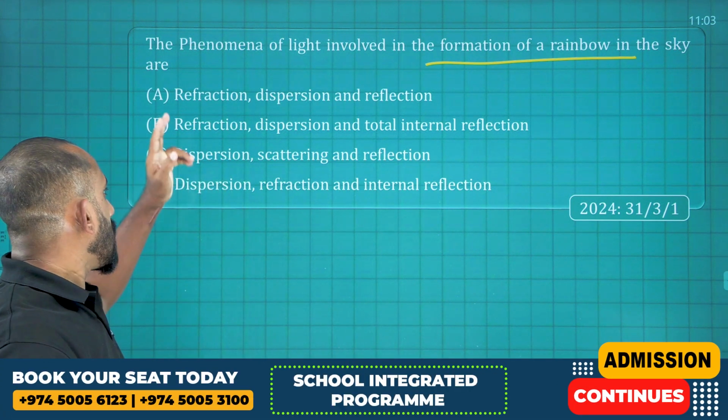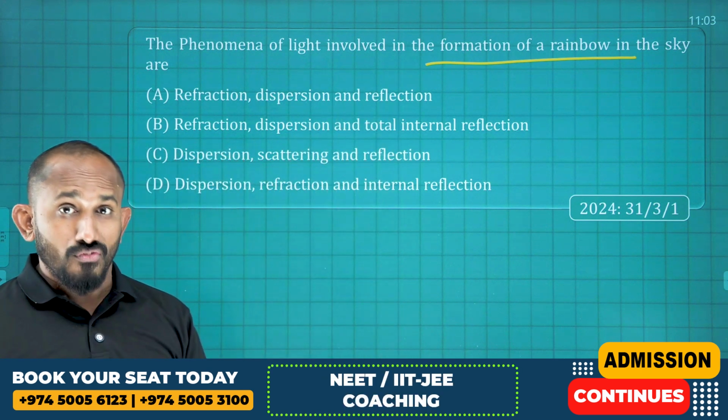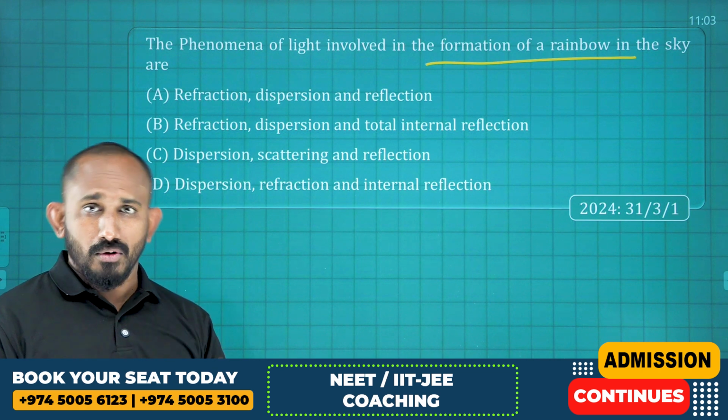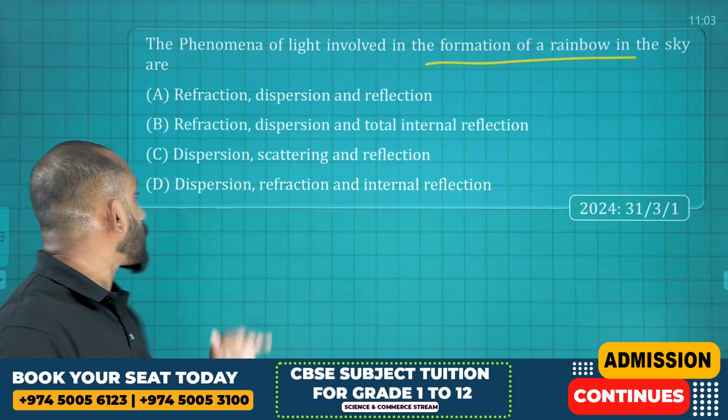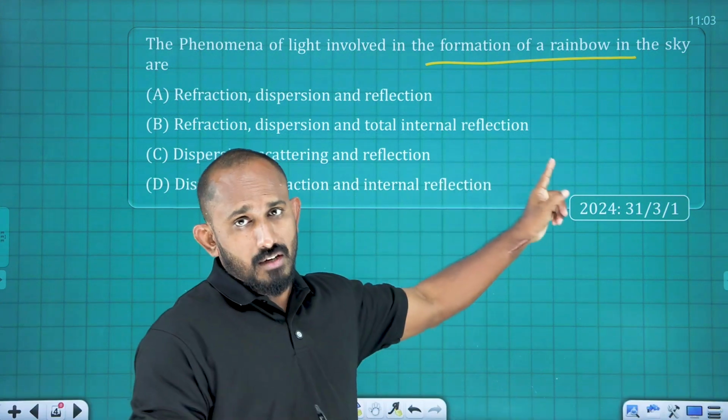So check the options. A. Refraction, dispersion and reflection. Don't go for that answer, read all the statements. You have to answer as accurately as possible. You may feel it is correct, but check the second option: refraction, dispersion and total internal reflection.